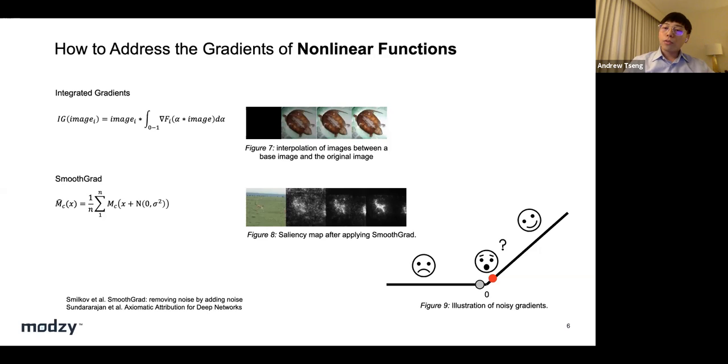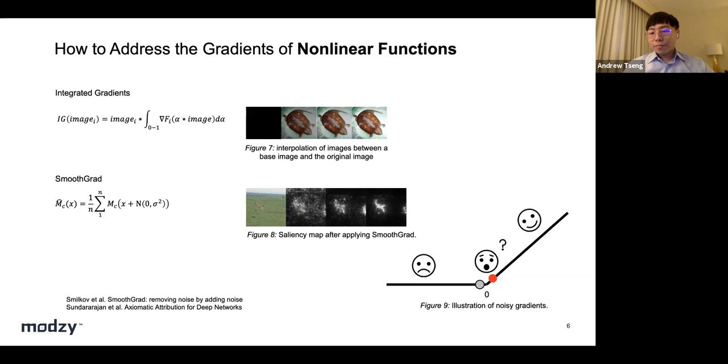For integrated gradients, what they are doing is that they pick the original image and a base image, and then interpolate multiple images between them. For each interpolated image, they extract gradients. So now you have a lot of gradients because you have a lot of different interpolated images between the original one and a black image. And then you average them.